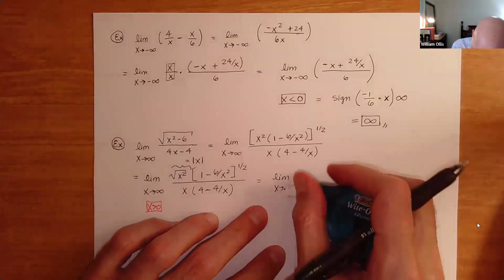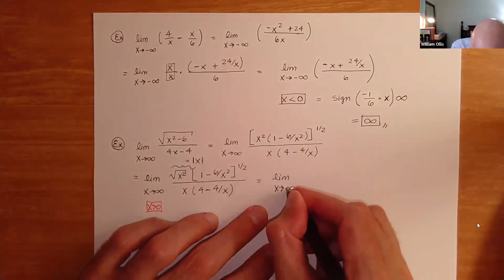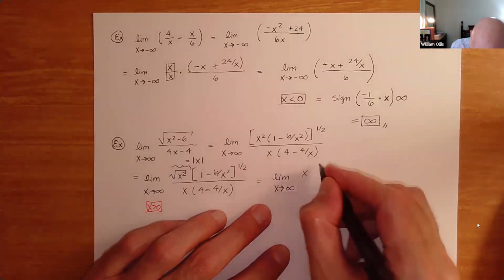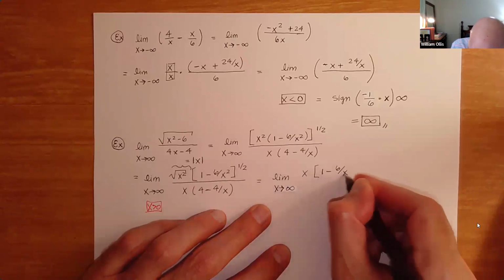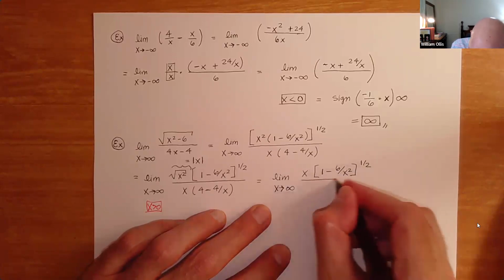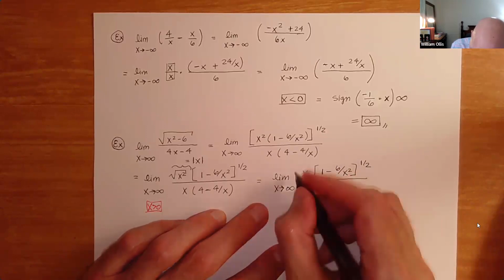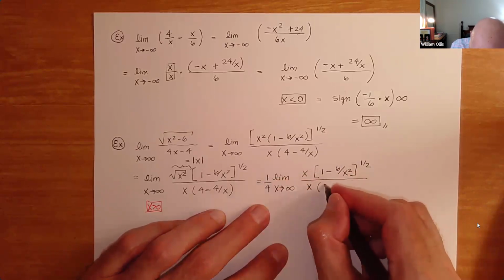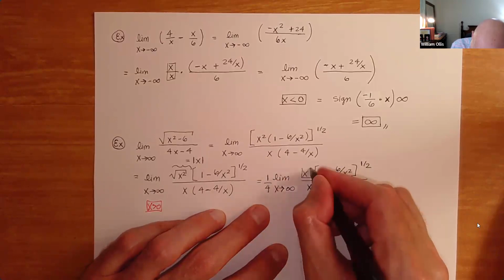Let me give a little better symbol to the infinity. And so we've got, in this case, x times (1 minus 6 over x squared) to the 1/2. And then, if you like, the x downstairs absorbs, and let's go ahead and factor the 1/4. We can factor that, and then we just have 1 minus 1 over x. So these absorb.